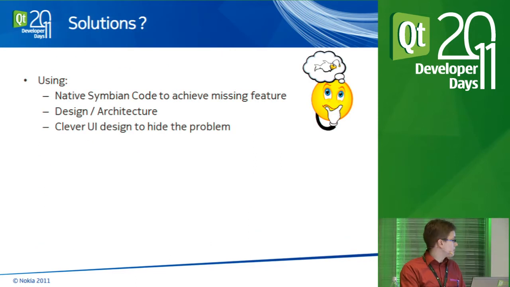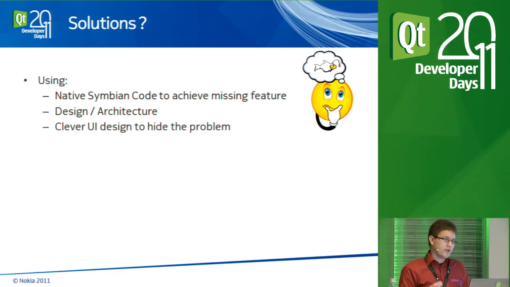So, solutions for problems? Yeah, of course. The Qt API, even though it is a huge API, is not as huge as the Symbian API. Symbian has a lot more functionality which you can apply and usually solve the problems if Qt is missing some critical feature for your applications. Usually, the best solution is to do it with native Symbian code.